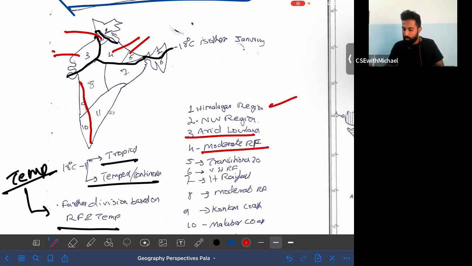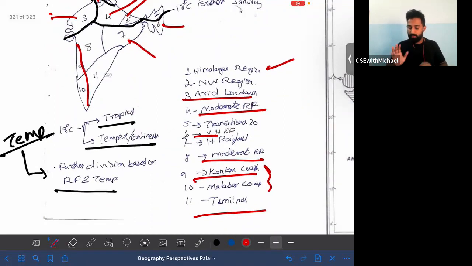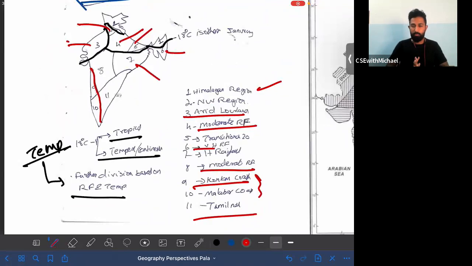Now you have the very high rainfall region of the northeast, right? Seventh, the high rainfall region of Bengal and eastern India, then eighth, the moderate rainfall of the Maharashtra Plateau and Karnataka Plateau, and ninth, the Konkan Coast and Malabar Coast, which is again a high rainfall region, and Tamil Nadu, which is a less rainfall region. Okay, so this is the way it is classified. The basis of the classification is more important: that is two factors, the 18-degree isotherm and the rainfall characteristics.